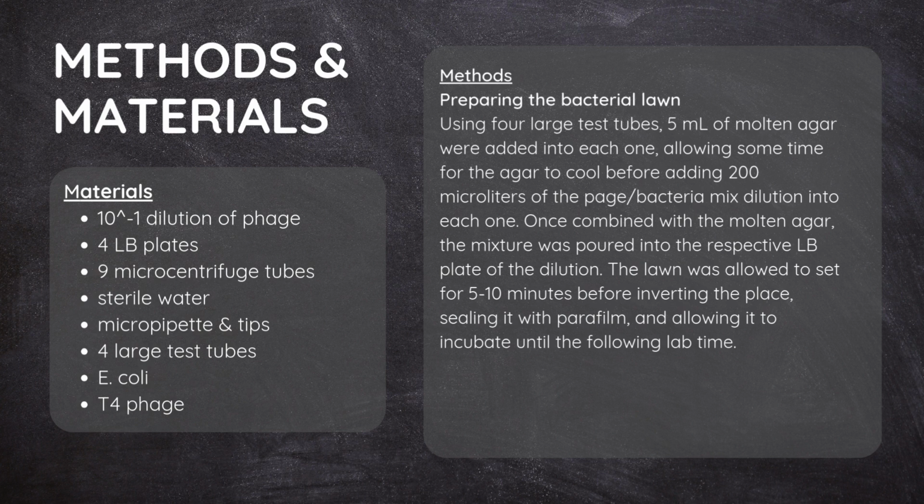Then we proceeded to finalize our lab by preparing the bacterial lawn. Using 4 large test tubes, 5 milliliters of molten agar were added into each one, allowing some time for the agar to cool before adding 200 microliters of the phage/bacteria mix dilution into each one. Once combined with the molten agar, the mixture was poured into the respective LB plates of the dilution. The lawn was allowed to set for 5 to 10 minutes before inverting the plates and sealing them with parafilm and allowing them to be incubated until the following lab time.